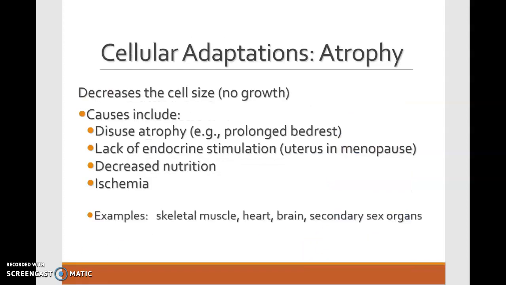Now we'll start with atrophy. This is a decrease in the cell size, right? And there's a lot of things that can cause atrophy. Disuse atrophy, like prolonged bed rest, you see when you take your cast off and you get that little shrivelly arm. Endocrine stimulation, like poor endocrine stimulation, causes atrophy of the uterus in menopause. You'll also see physiological atrophy with the thymus gland as you get older, or you see it in infancy with the patent ductus arteriosus that atrophies.